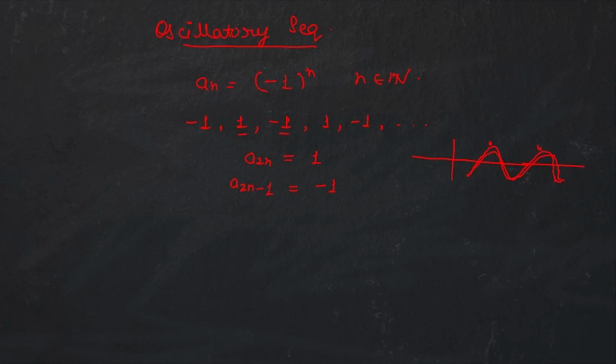Okay, many authors categorize this kind of sequence as divergent, but I don't think that divergence is the right word for this kind of sequence, because it doesn't diverge to plus or minus infinity. It basically oscillates. So I categorize sequences into convergent, divergent, or oscillatory. Okay.